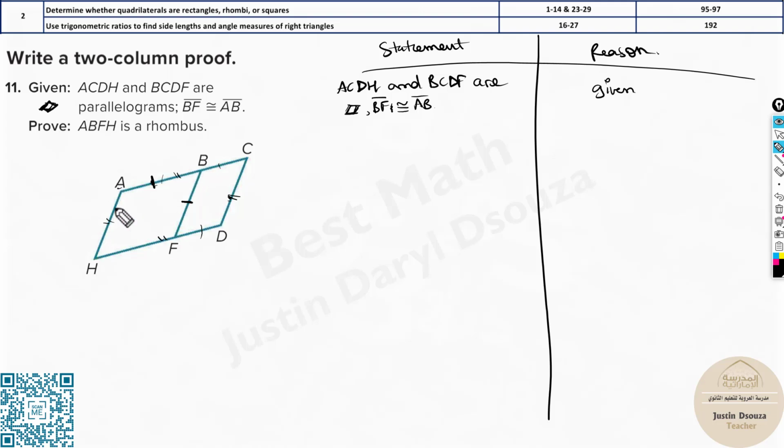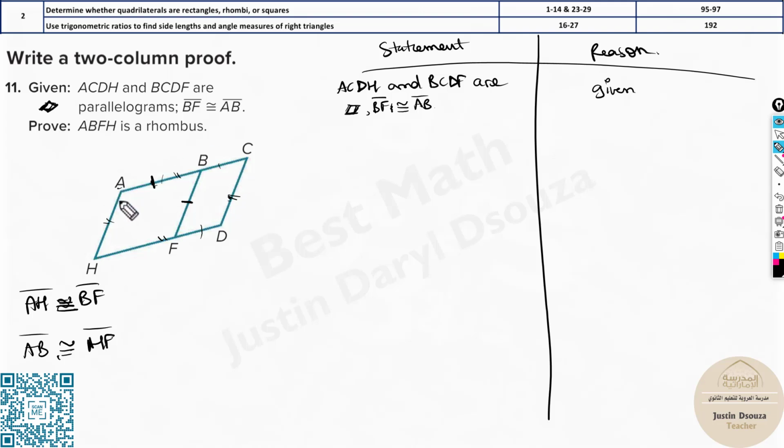We have to prove these two sides are equal to each other, and these two, AB and HF. So I will just write over here, we need AH equal to BF, okay? Congruent like this, two lines and then upside. That's the congruency symbol. And we also have to have AB congruent to HF. So these are the two things, these line segments, that we are looking for. Then it's a parallelogram, and then we can easily prove it is a rhombus.